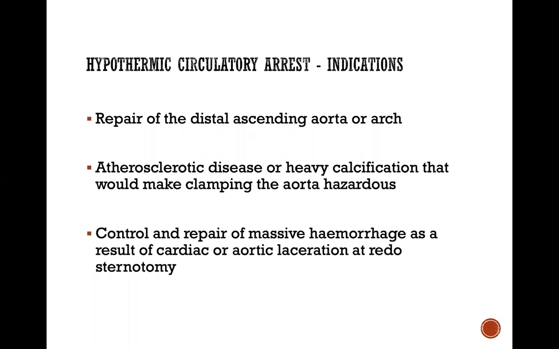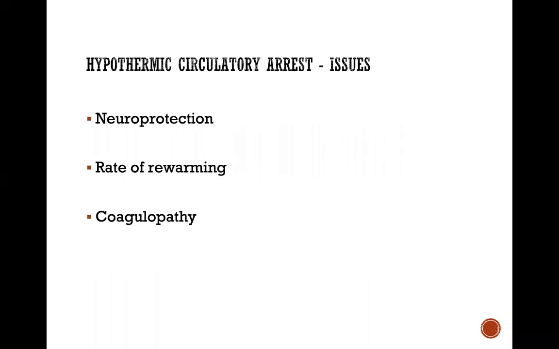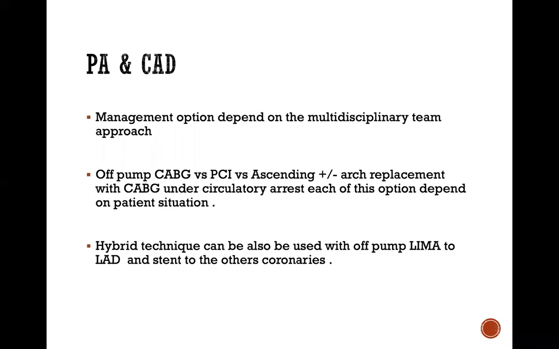We use it when we want to repair the distal ascending aorta or arch, or for atherosclerotic disease or heavy calcification that would make clamping of the aorta hazardous, and for control and repair of massive hemorrhage as a result of cardiac or aortic laceration at redo sternotomy. Other issues with hypothermic circulatory arrest are neuroprotection, rate of rewarming, coagulopathy, antegrade, retrograde. We spoke about this before.